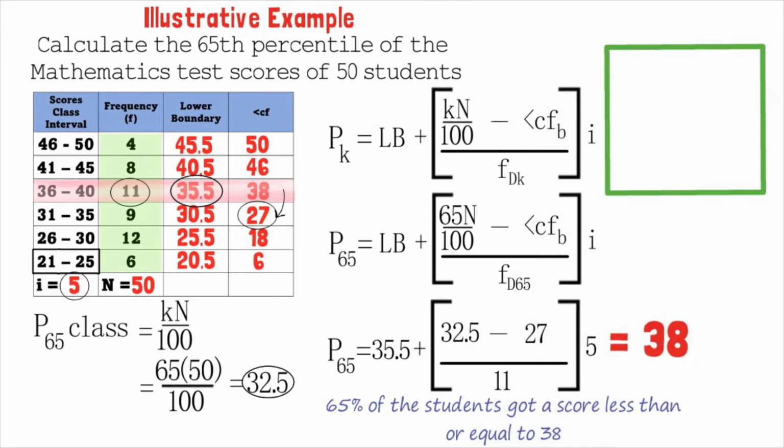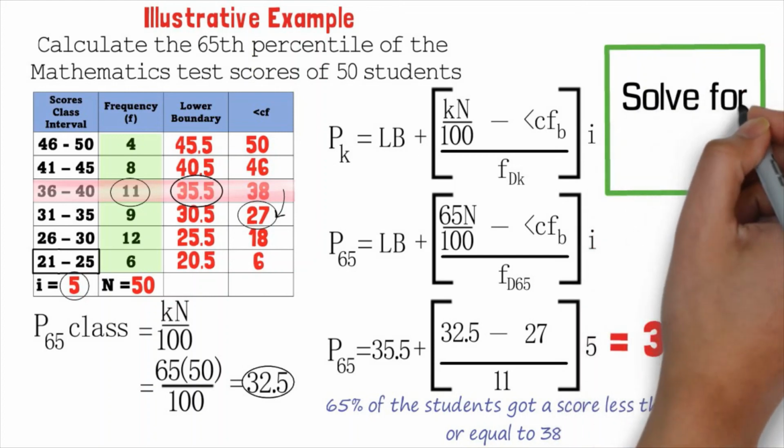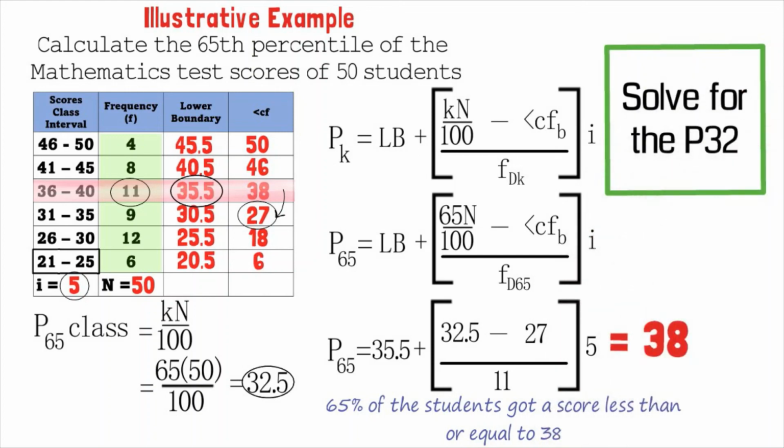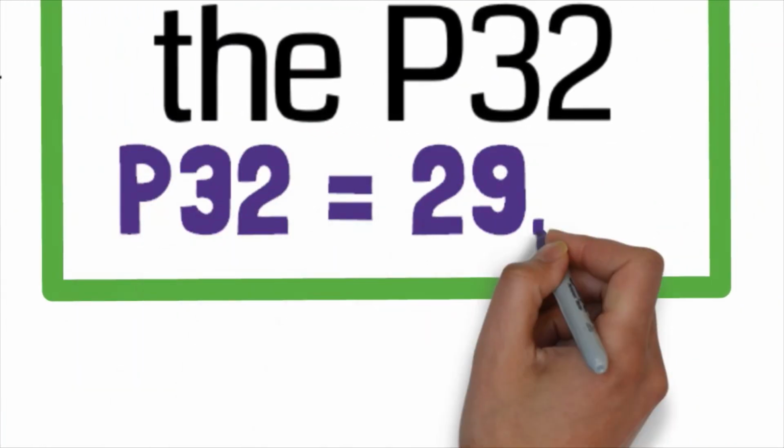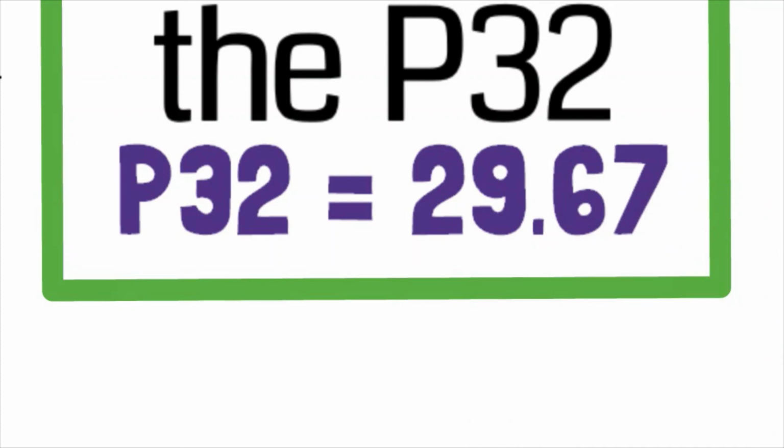Now your turn. Using the same given, try to compute for the 32nd percentile of the mathematics test scores of the 50 students. You can pause the video for a while at sagutan ang ating problem and i-comment ang inyong sagot sa ating comment section. So the answer for this problem is P sub 32 is equal to 29.67. Did you get the same answer?